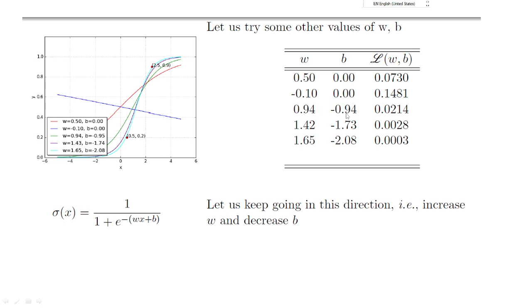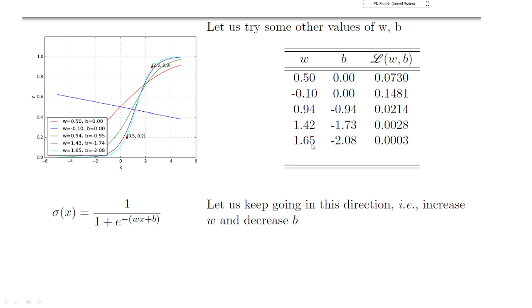Then b you decrease 0.02 minus 0.94, 0.0214. Now, so now the loss function is what? Is decreasing. So you keep increasing w and keep decreasing b. So the loss function decreases. You keep doing this.